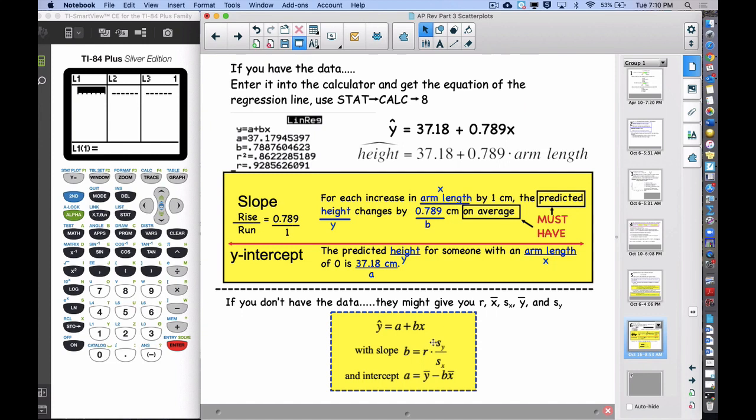But you're going to take the correlation times the standard deviation of y on top over the standard deviation of x on the bottom, crunch that out and get your b. Then to get the y-intercept, it's going to be the mean of the y list minus the slope you just calculated times the mean of the x list. And again, they would have to give you these values.